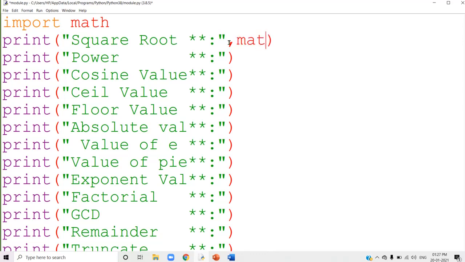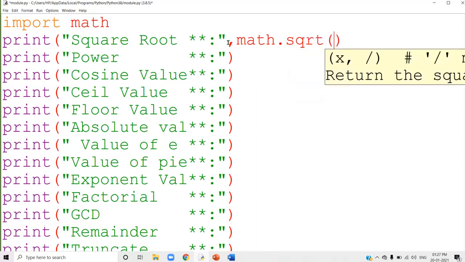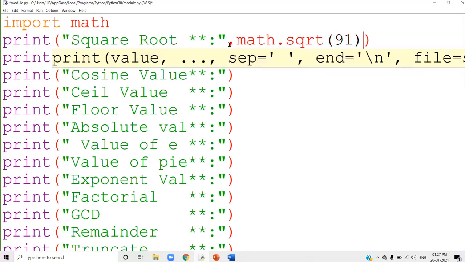So I can write math dot, which function? Which function is used to find the square root of a number? It is sqrt, with the bracket. I just want to find the square root of 91. Don't confuse the brackets here: sqrt is a function, so there you use the normal bracket, and this other bracket is the closing of the print statement. I'll run the program and see what the square root of 91 is.